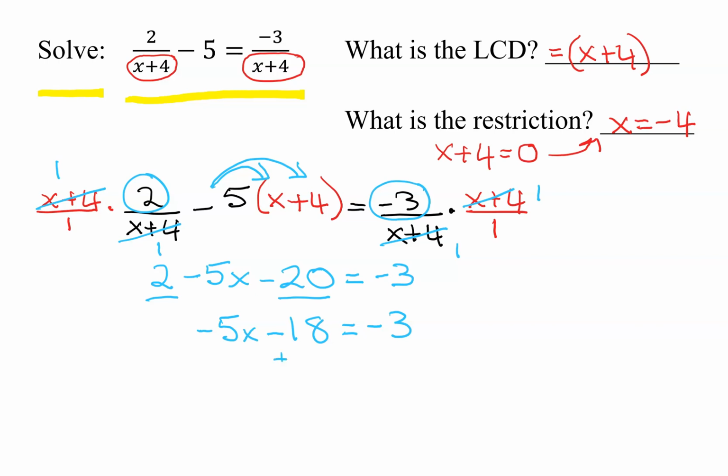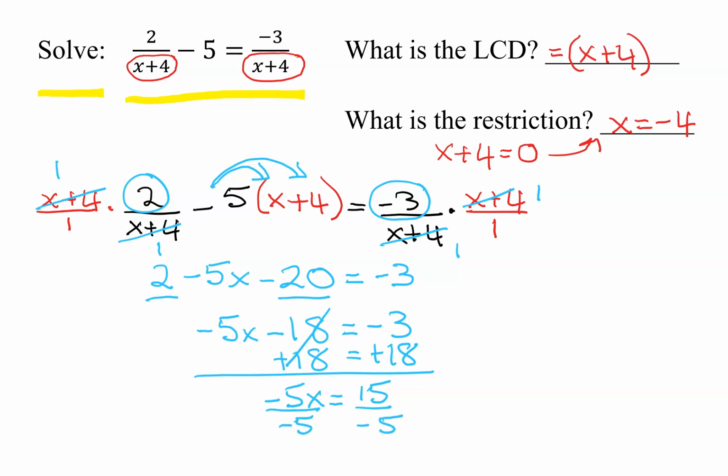Now all I have to do is add 18 to both sides. So I get negative 5x equals negative 3 plus 18, which is positive 15. Last step, divide both sides by negative 5. I get x equals 15 divided by negative 5, which is negative 3.